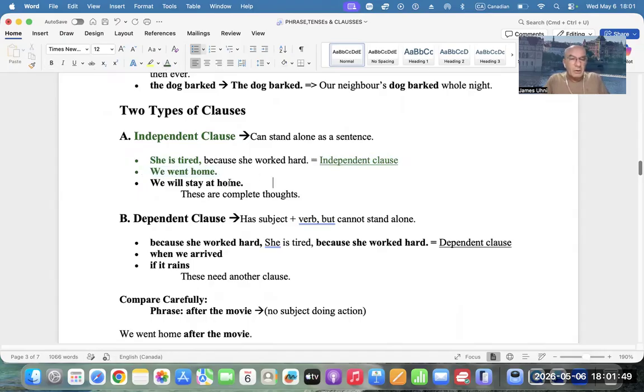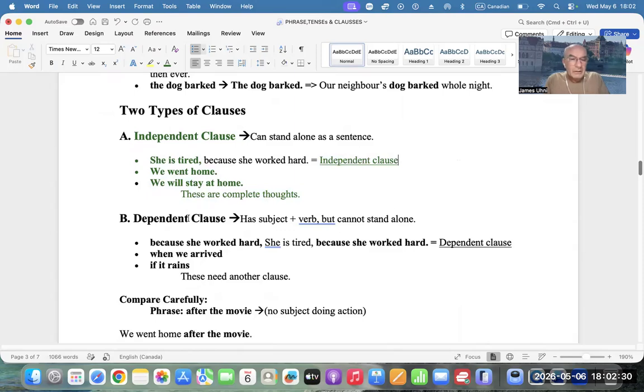We will stay at home if the car is not going to be fixed before the event. So we will stay at home. Can it stand on its own? Yes, it can. These are complete thoughts. All right. Like I said, I will use color for that because it's very important.